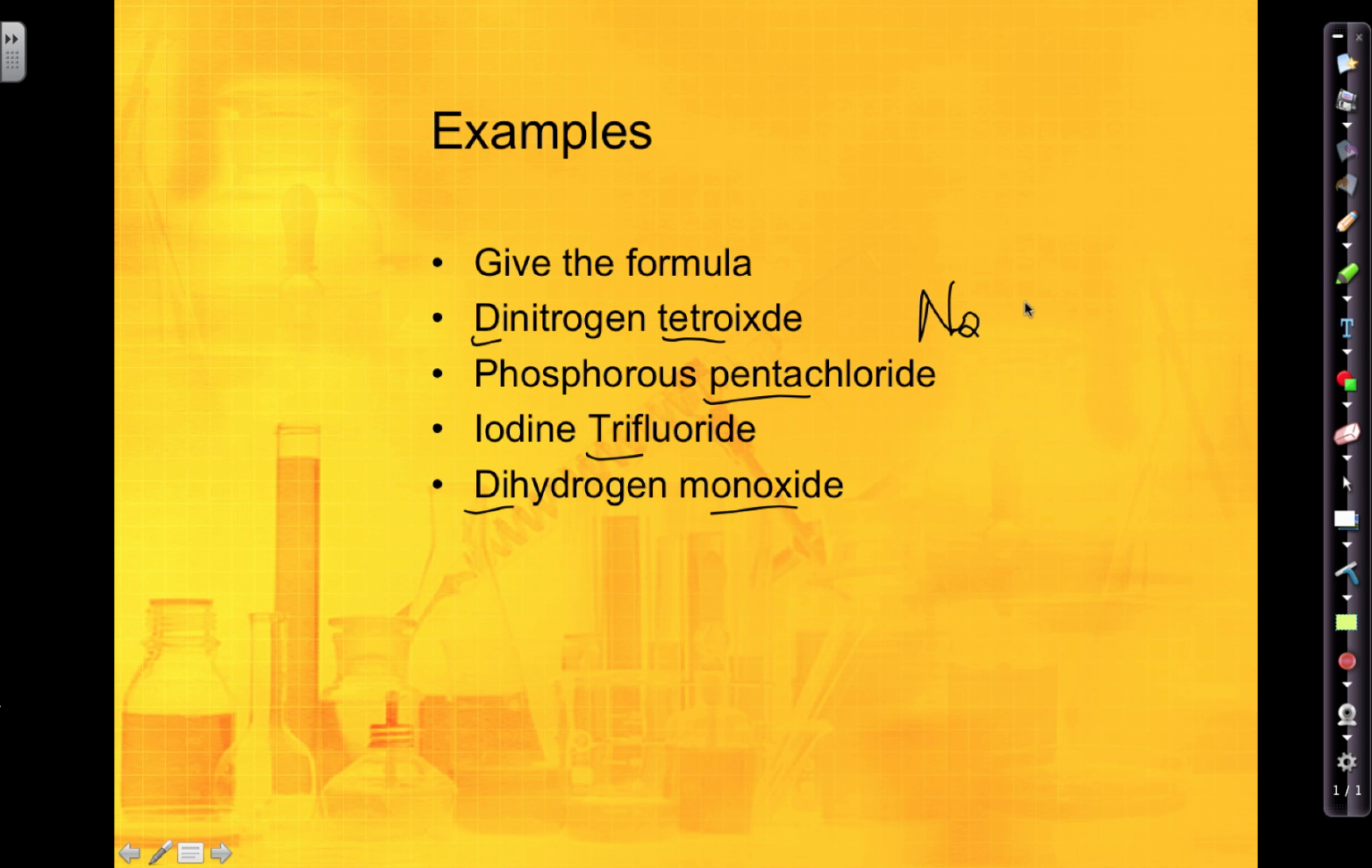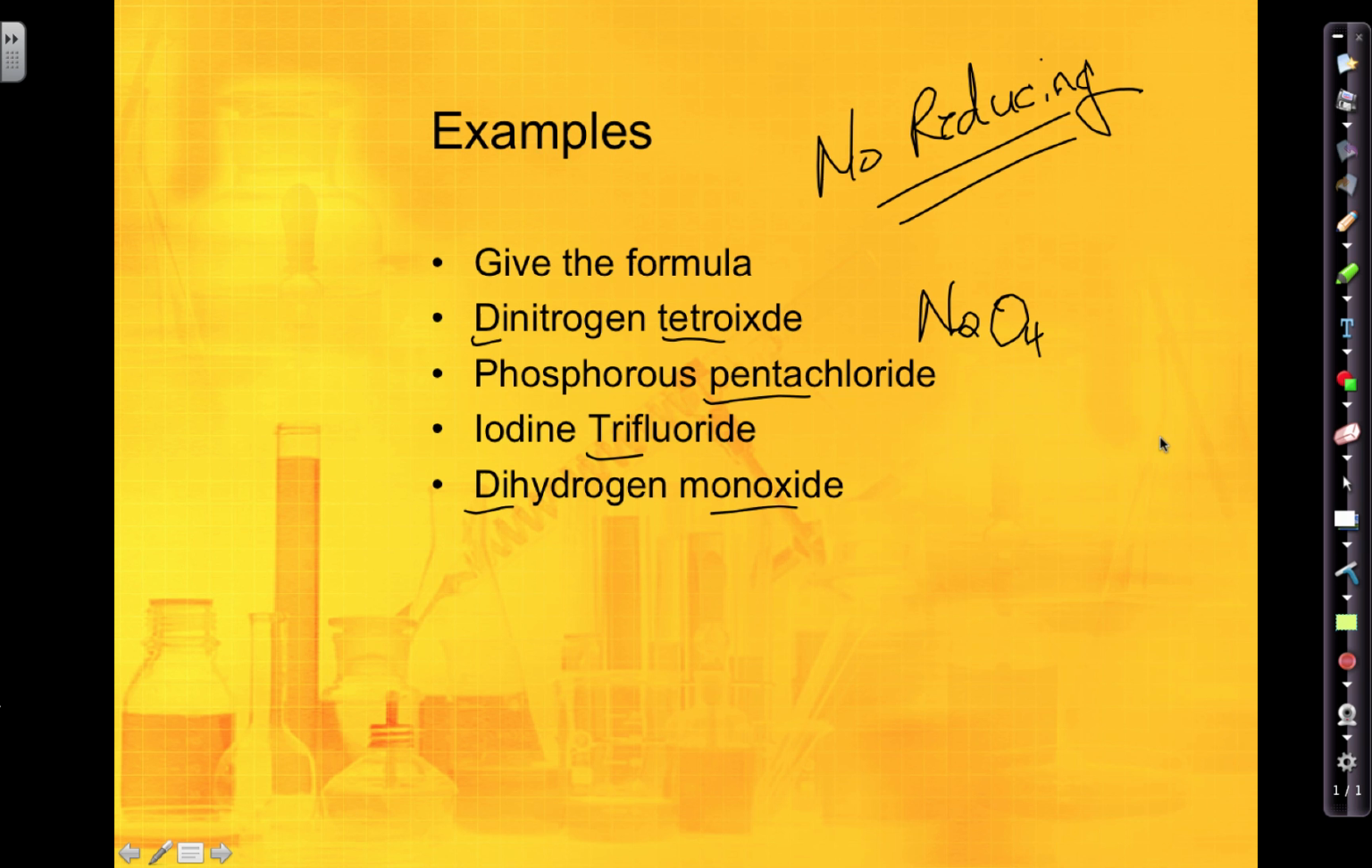Tetraoxide, oxygen, has 4. Tetra means 4. So it's N2O4. Do not reduce here. Even though 2 and 4 can reduce, you will not reduce covalent compounds.